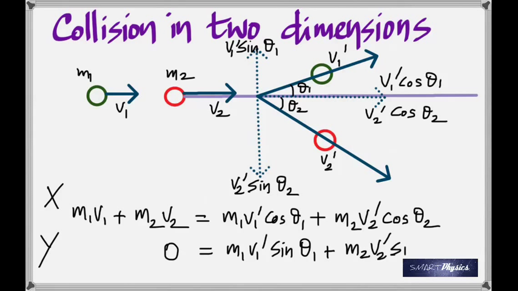And if you have two equations, can't you solve for two unknowns? Yes, you can. So you can find v1 prime and v2 prime if everything else is given. That will simply be solving the two simultaneous equations, and it's not supposed to be tough.